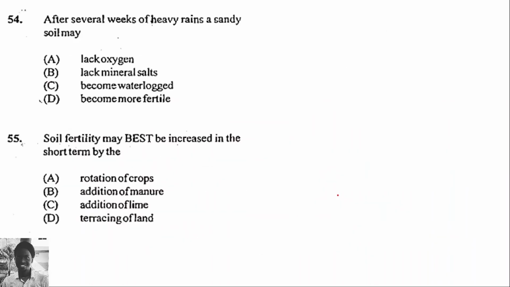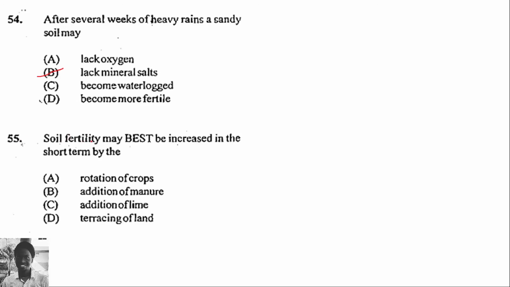Good. Number 54. After several weeks of heavy rains, a sandy soil may A. Lack oxygen, B. Lack mineral salts, C. Become waterlogged, and D. Become more fertile. Okay, the answer here is lack mineral salts. Okay, that's B.